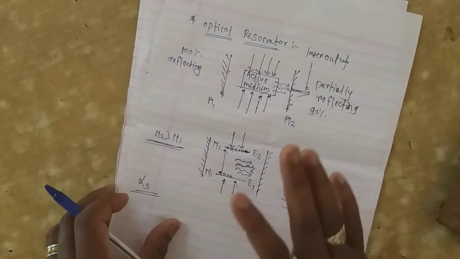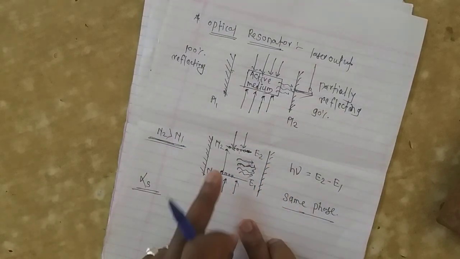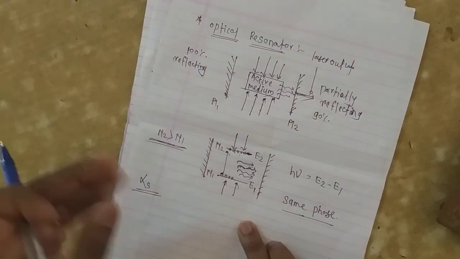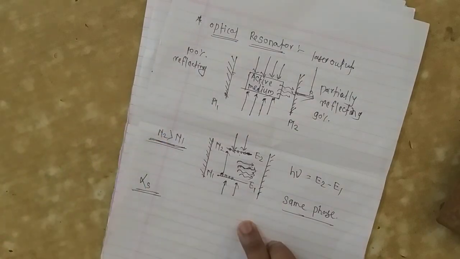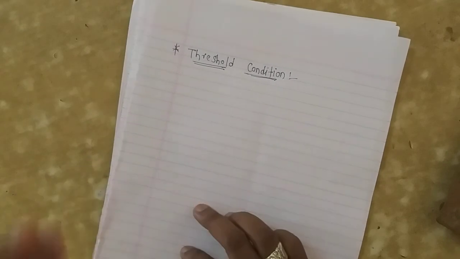In that diagram we see the function of spontaneous emission and stimulated emission. What is meant by spontaneous emission and stimulated emission? We discussed that in the previous video. Then we start our next point, the threshold condition. What do you mean by threshold value? It is the value at which oscillation will happen.